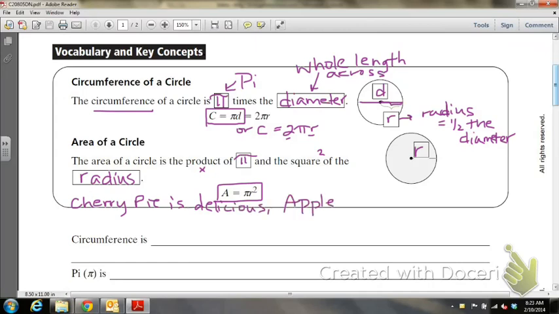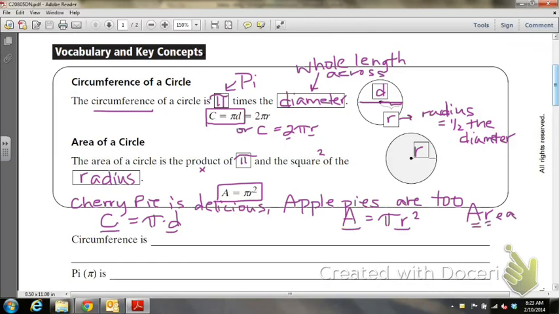Apple pies are too. Cherry pie is delicious. Apple pies are too. Or you can think C and D come next to each other in the alphabet, so they go in the same formula. And the word area has an A and an R, so A and R go in the same formula. Whatever helps you remember, but you do need to remember the difference.